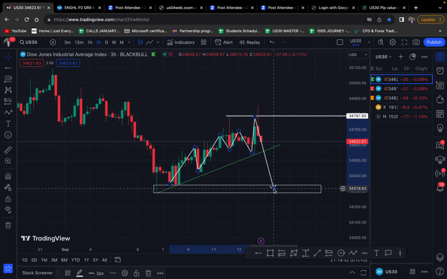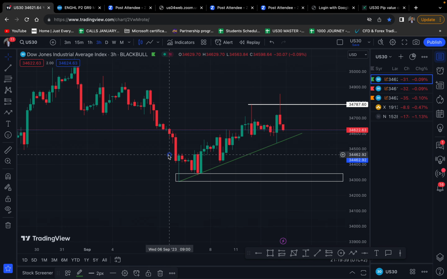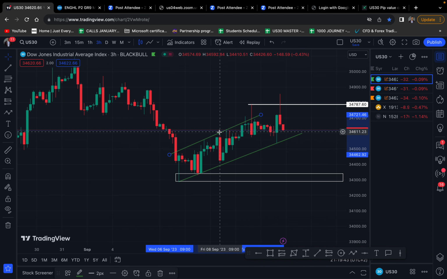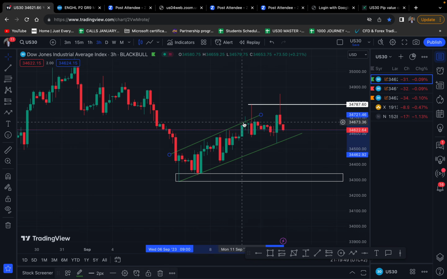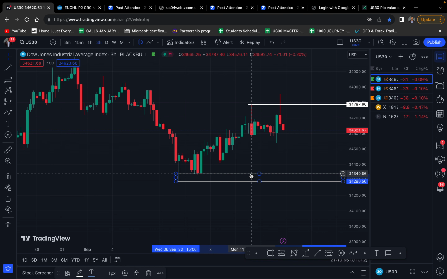Now it's coming there. So it consolidates, then comes back to retest for sells. This was an analysis for today to catch the entries for today. But what are we expecting?